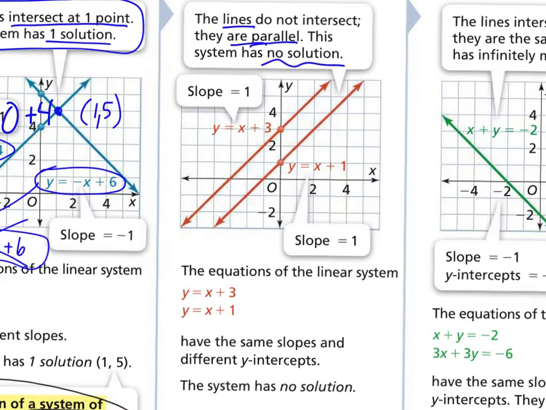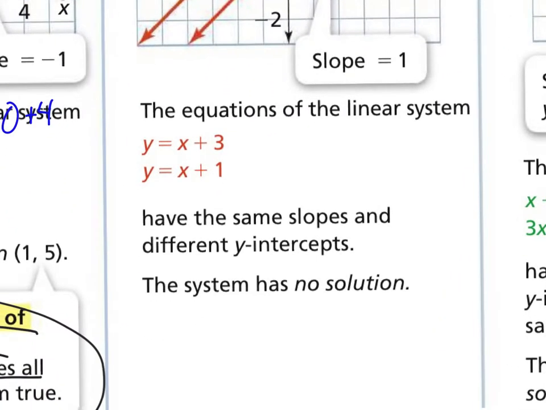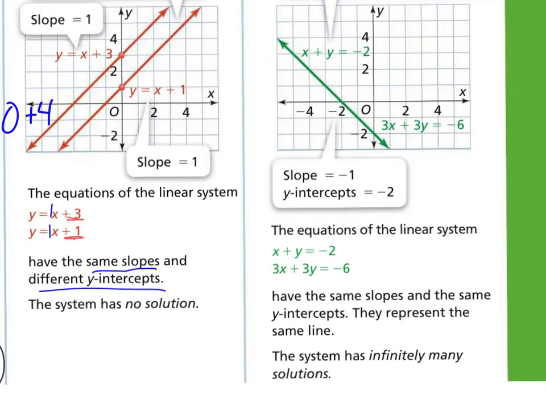And if you'll notice, something we could watch for is based off these equations, you might notice they have the same slope but different y-intercepts. So the slope is both 1. The slope tells us the steepness and the direction. So if their steepness and direction is the same, but they start at different y-intercepts, they're never going to intersect each other. They are going to be parallel lines, okay? So no solution for those.